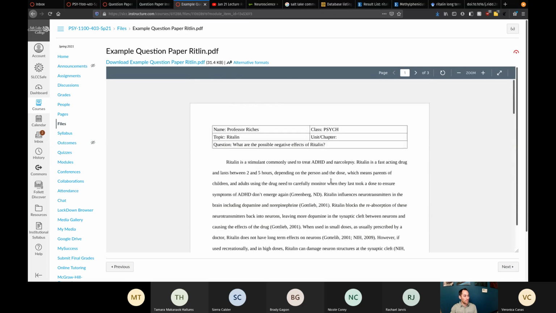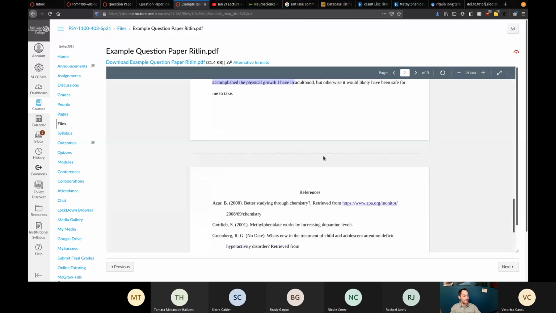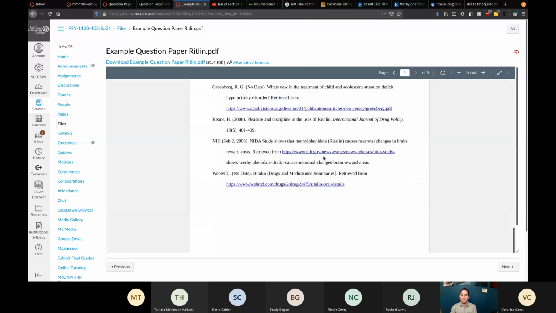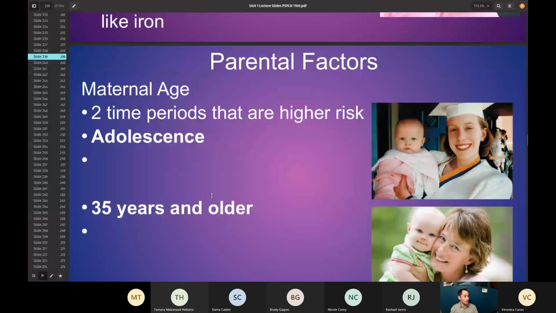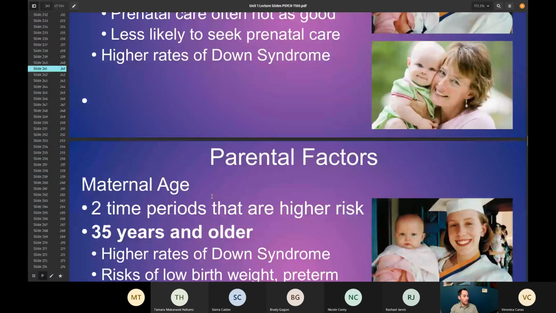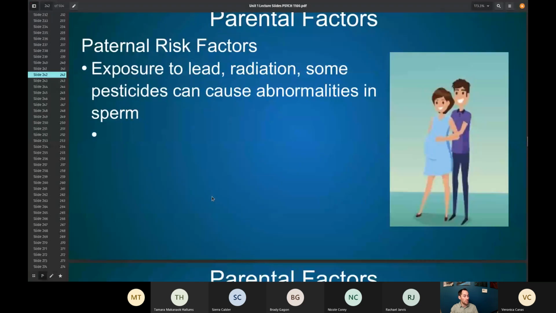So this is a pretty good example because we've got 2 pages of content, we've got multiple references. So hopefully that gives you a much better idea on how to do a question paper and what we're looking for, how to do a search for a question paper. Are there any questions on a question paper before we jump into our finishing of chapter 2 and starting chapter 3?